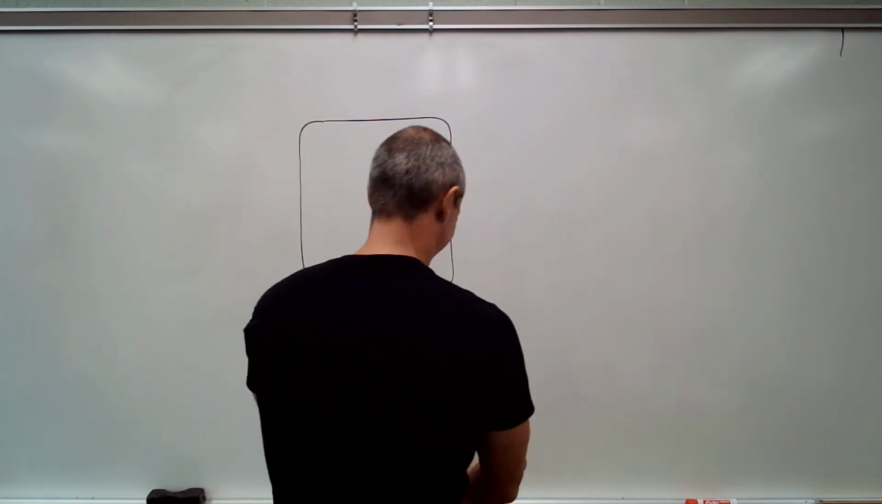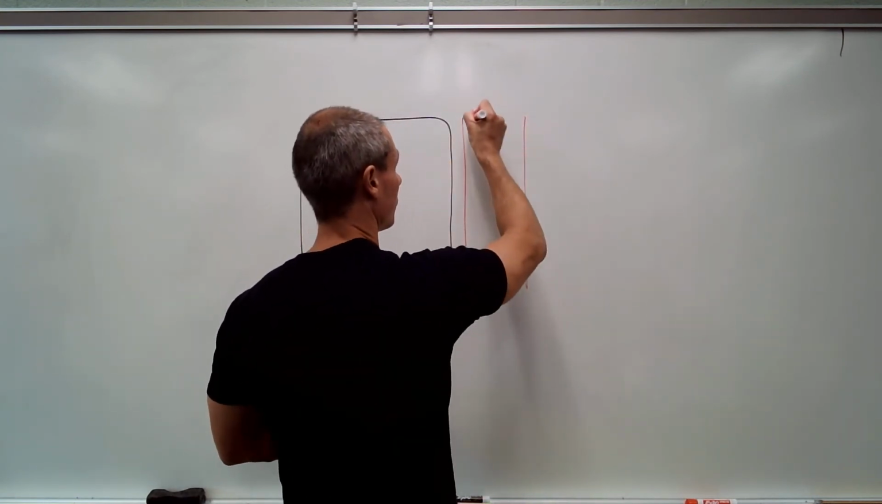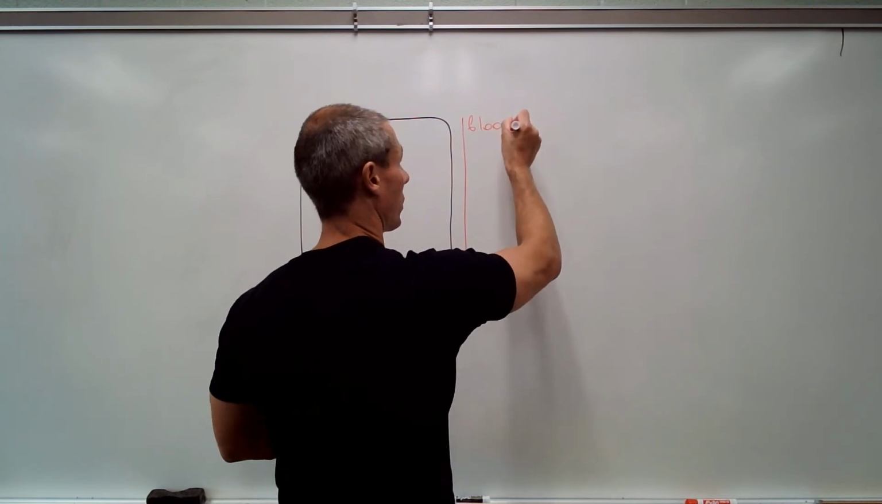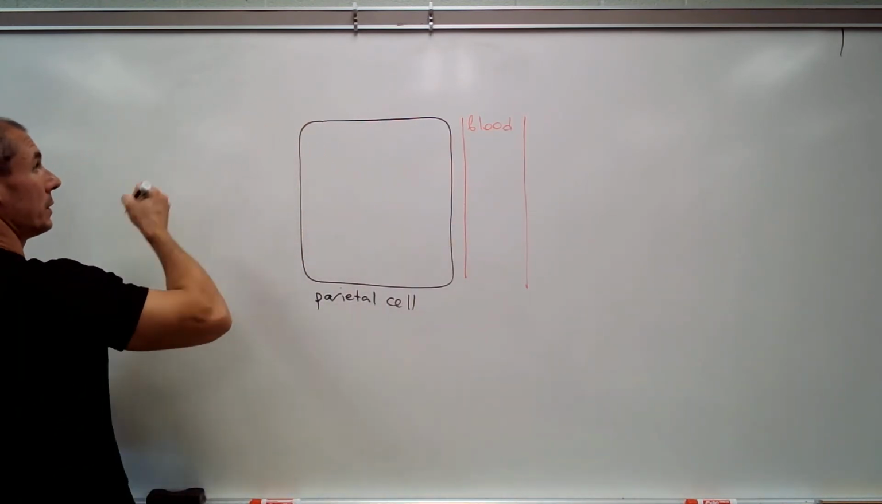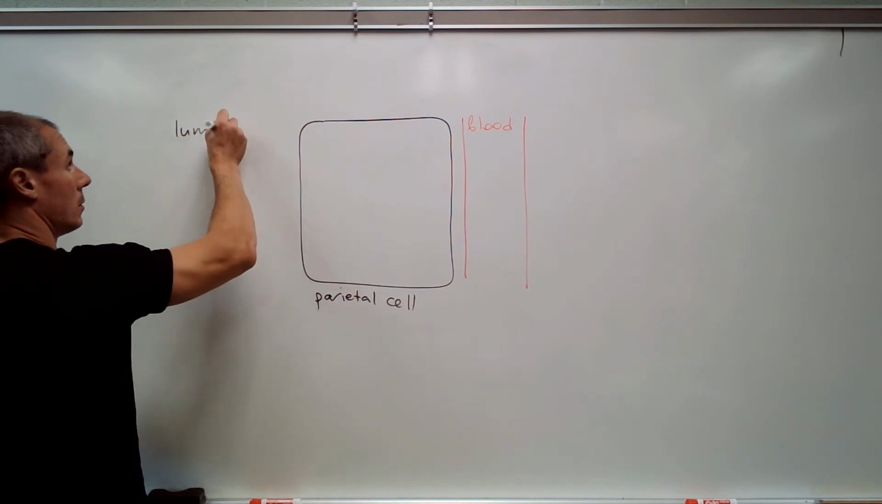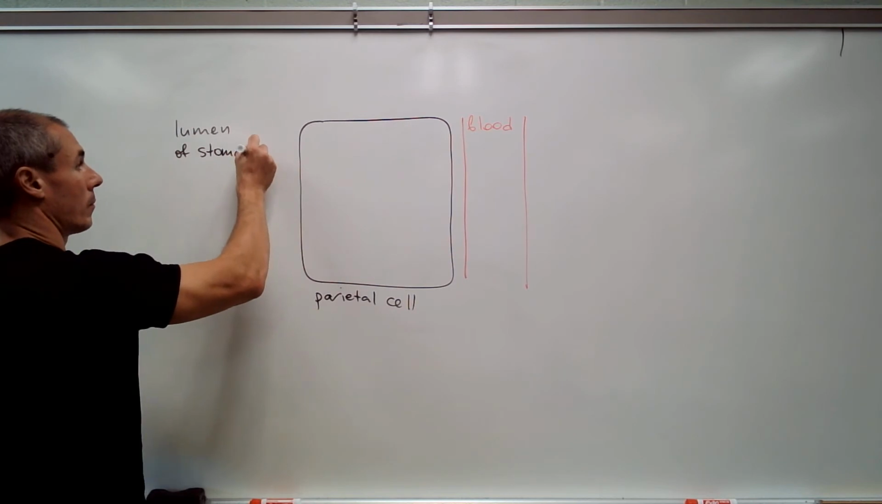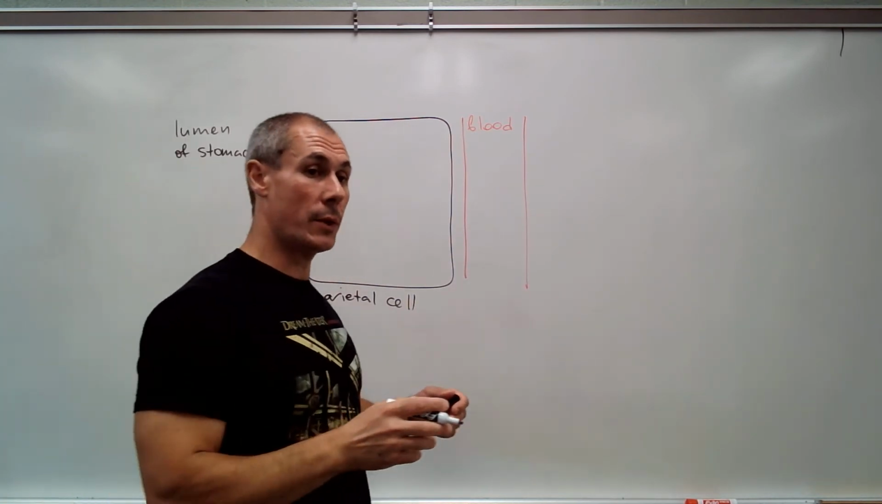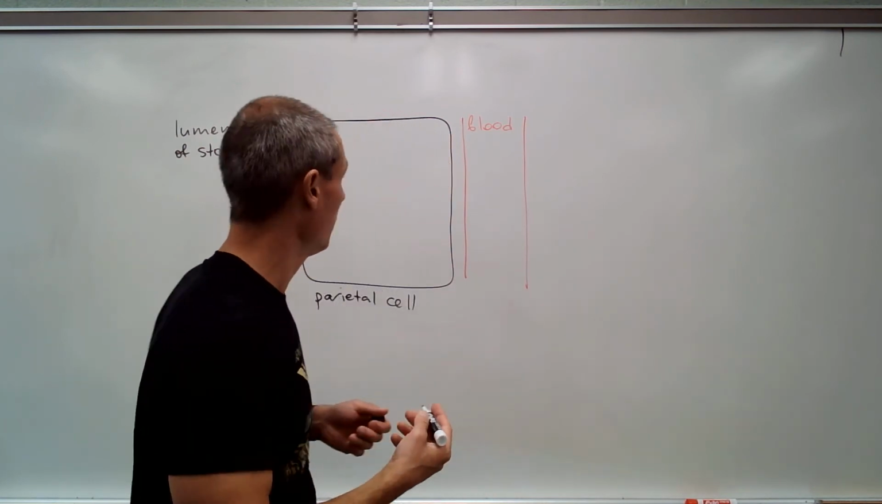On this side, here, you have a blood vessel, okay? And on this side here, you have the lumen of the stomach. Okay? So first let's deal with the situation: how do you make an acid?